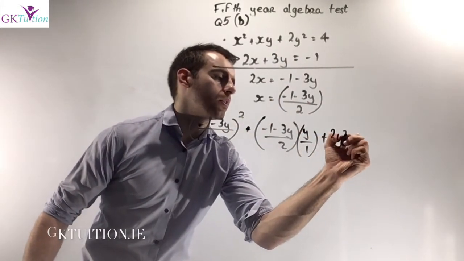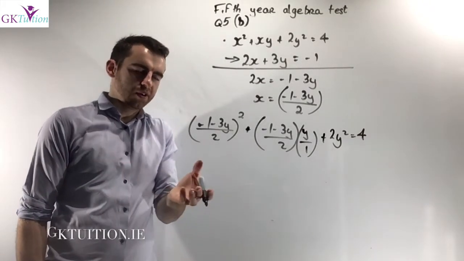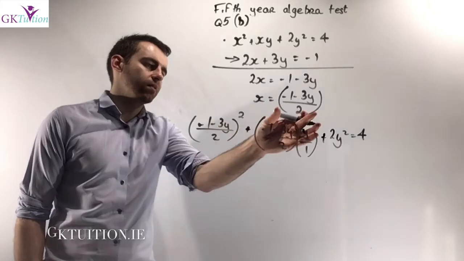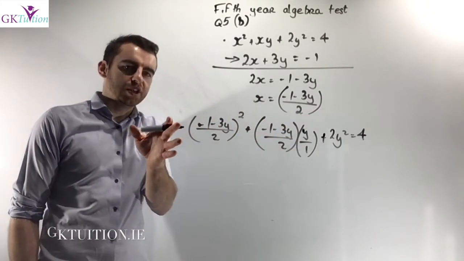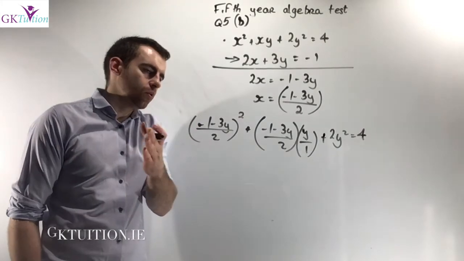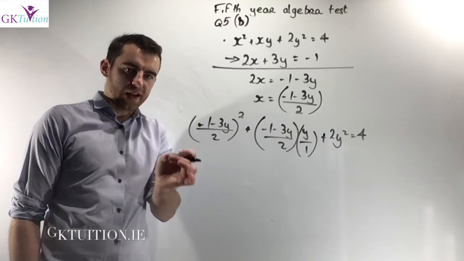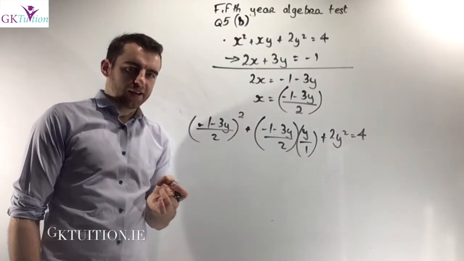For the moment, I've no bother with that, and the right hand side is 4. What you should notice here is that all I've done is rewrite the first line, except instead of an x, I've subbed in this fraction. And what I've ended up with is one equation and one unknown. The only unknown in this equation is y, which means I can use this equation to find the value of y. If I multiply this out, I'm going to end up with a quadratic.